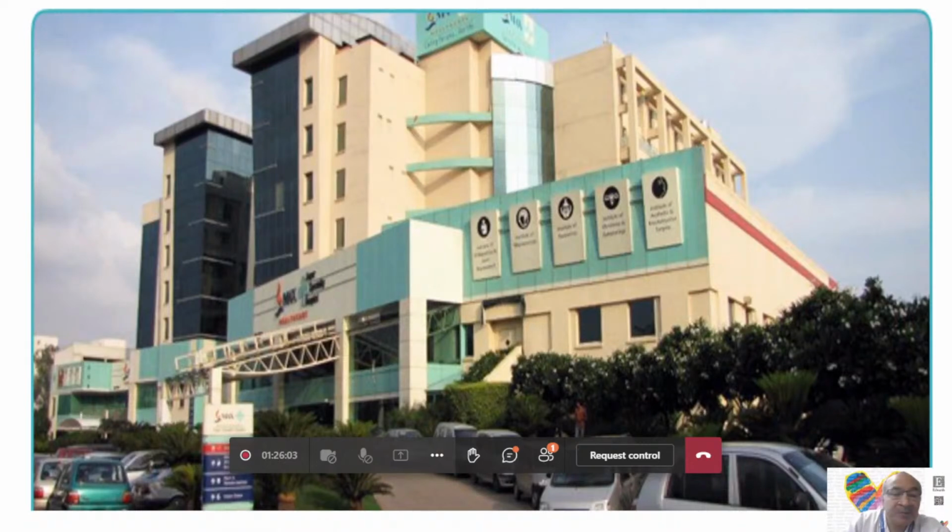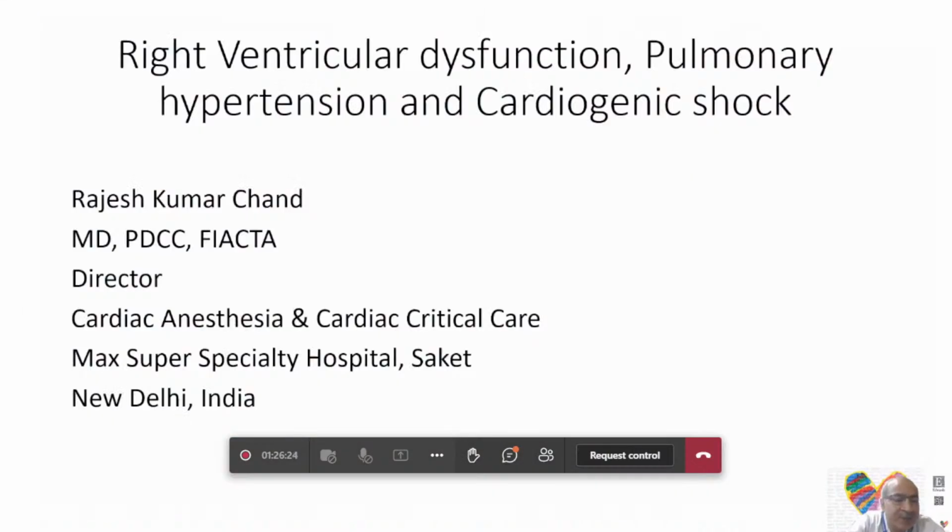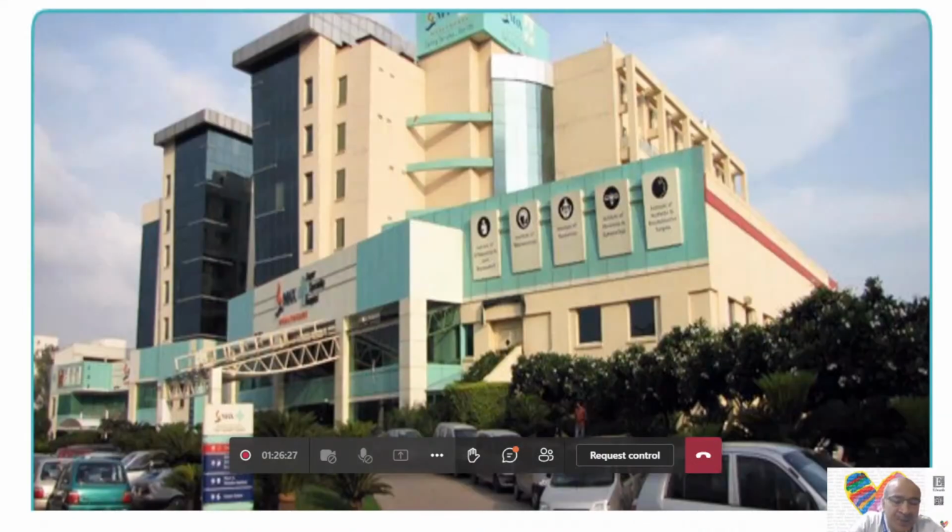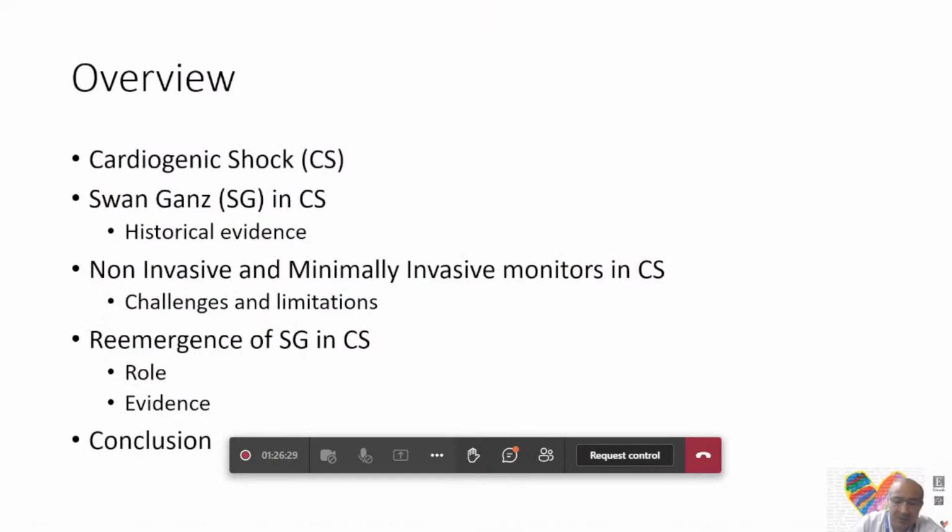So this is the overview of my talk today. I would talk a bit about cardiogenic shock, the use of Swan-Ganz in cardiogenic shock, historical evidence. I will talk slightly about the challenges and limitations of non-invasive and minimally invasive monitoring in cardiogenic shock. Then, very interestingly, there is a re-emergence of Swan-Ganz use in cardiogenic shock. So I will try to focus on the role of Swan-Ganz and look at evidence, and then I will conclude my discussion.